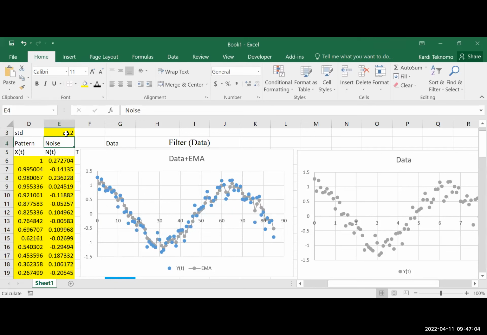Can you see the EMA produce actually when your data is not that noisy? The EMA is very close to your pattern, isn't it?